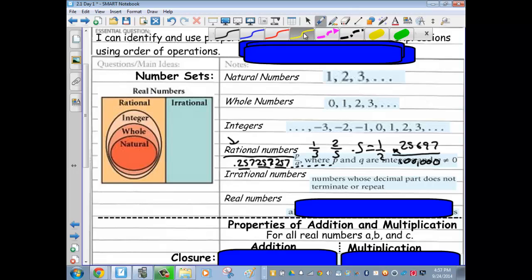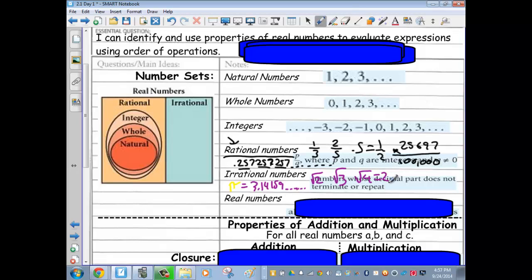Here's pi. Pi is an irrational number because it's 3.14159. Who knows what goes after that, but it goes on forever, and there's never a pattern that keeps on going over and over again forever. So that would be an irrational number. There's other ones out there, like the square root of 2 or the square root of 3. Those are irrational. The square root of 4 isn't, because the square root of 4 is actually 2. So not all square roots are irrational, but those are some things you're looking for there.